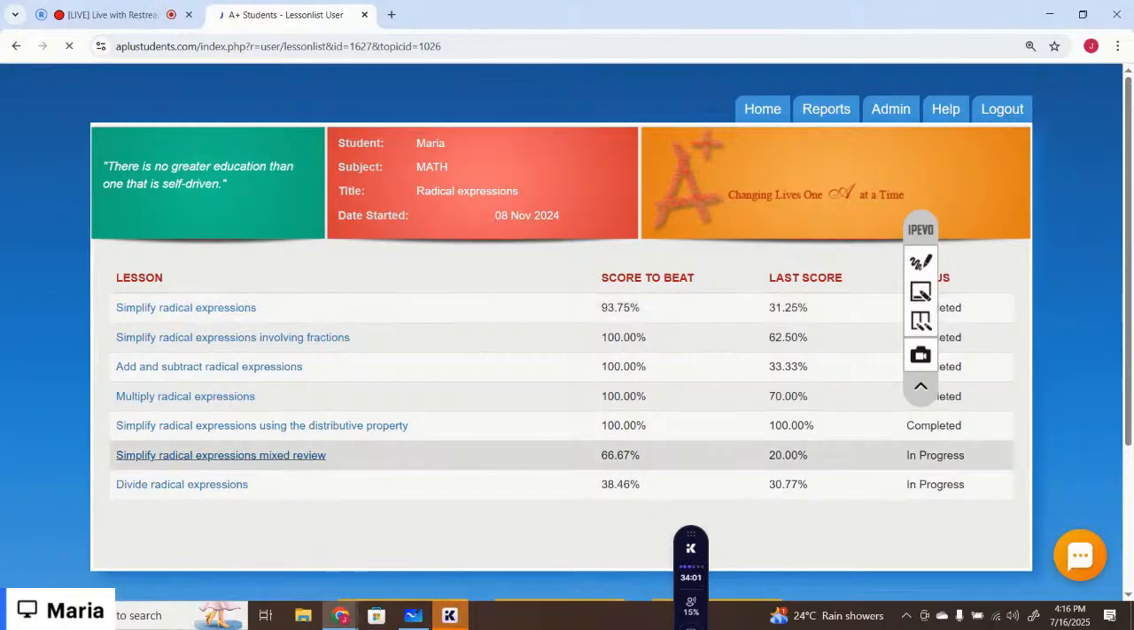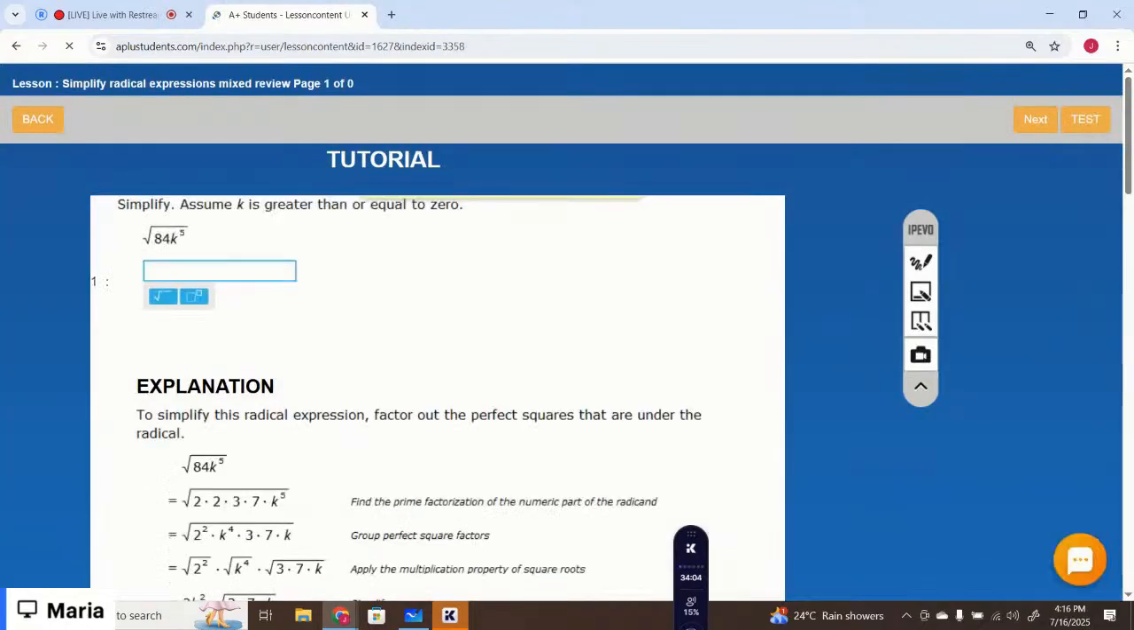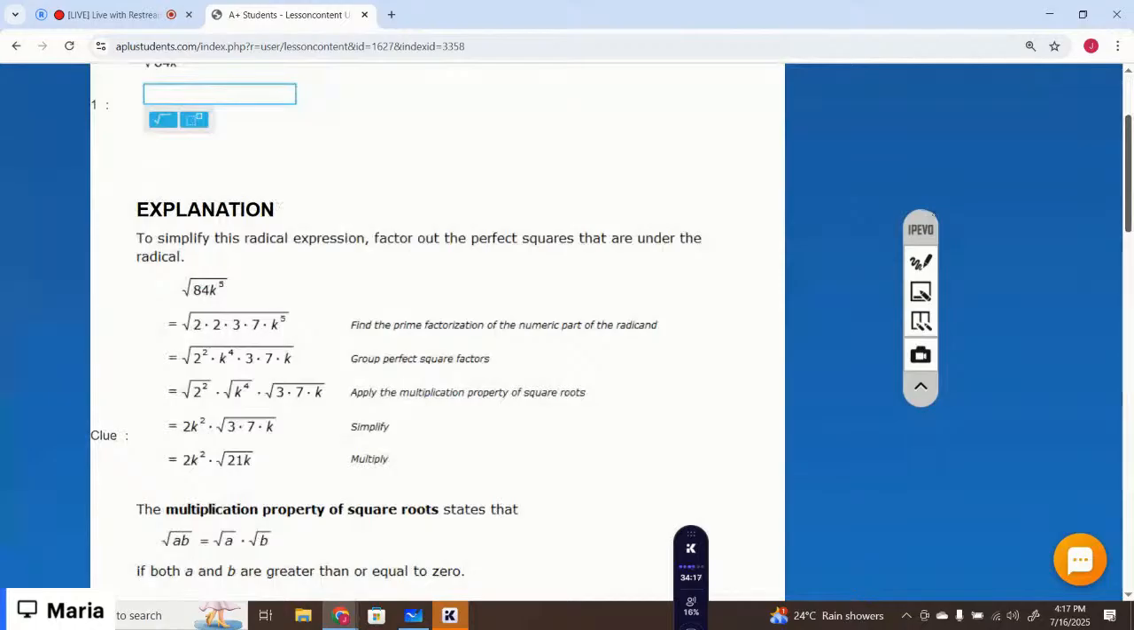Simplify radical expressions. Let's just start with the lesson. Simplify square root of 84k^5. We need to write down the prime factors of 84. They are 2 times 2 times 3 times 7. Prime factors means all the factors must be prime numbers, right? And then we can split k^5 as k^4 times k. We have 2 squared and k^4, so the square root and the square cancel out. We are left with 2k squared times square root of 21k.